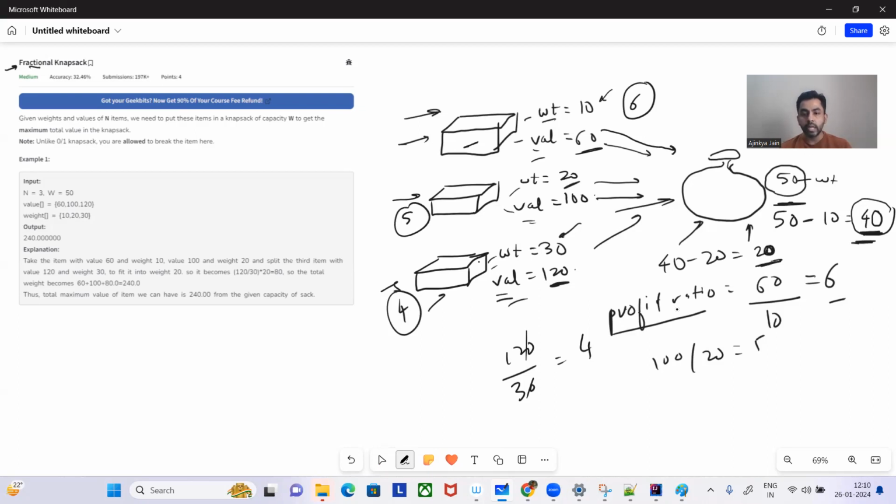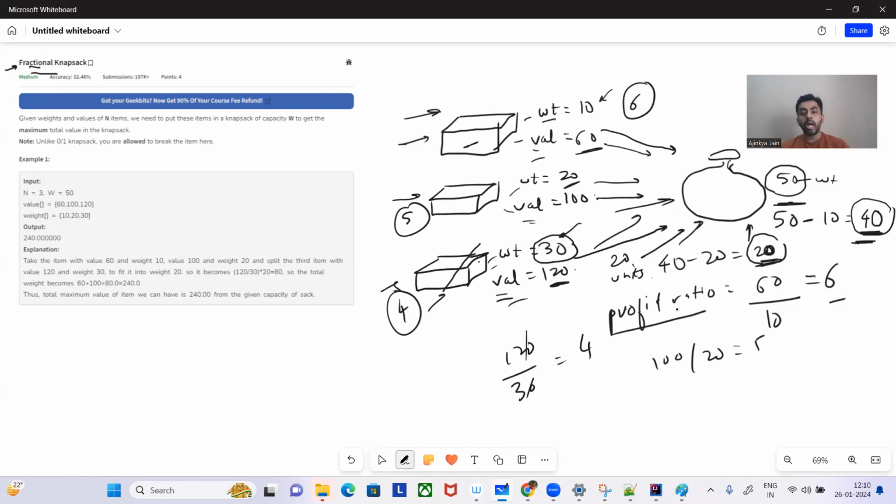20. Now can we push this item into this knapsack? No, because the weight of this item is 30 and the capacity is 20. So what we can do is break the item and put it into the knapsack. Now 20 is the capacity, so we can break the item in such a way that we put only 20 units of weight into this knapsack, and hence the name fractional knapsack.